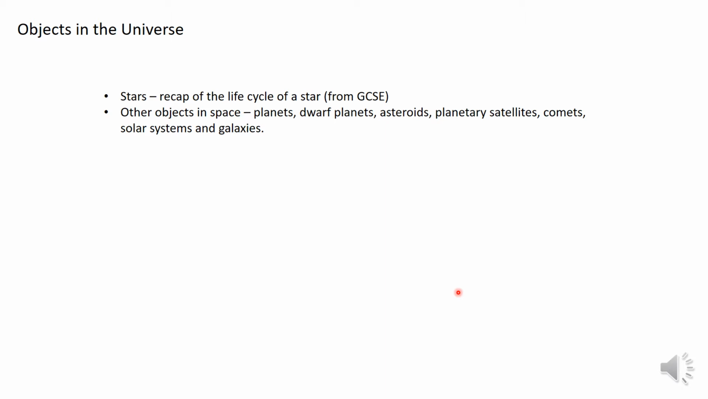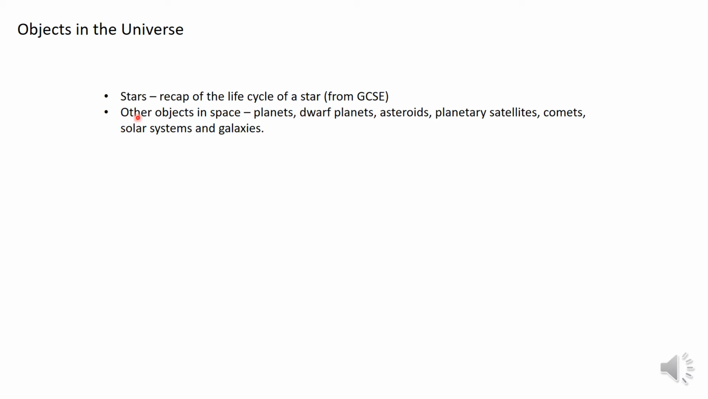So what we're going to look at in this lesson today is two things. Well, more than two things, but I've split them into two parts here. The whole point is the different objects in the universe. So all the different things we find in space.